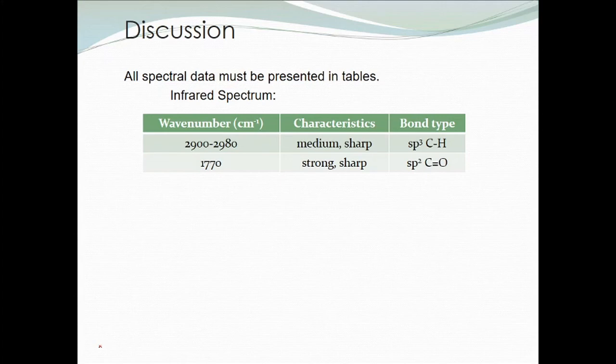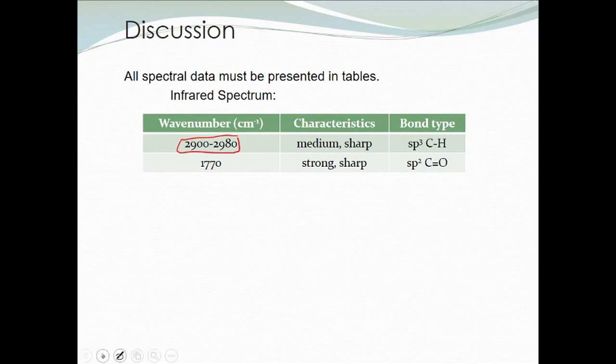Infrared should also be presented in a table. We've got an example here. Again, we have a range in this first row because we are typically going to be dealing with multiple peaks when we're looking at sp3 hybridized CH. In the second row we have a single frequency given because it is a single peak. Do the same: you will have 3 columns, wave number, characteristics, whether it's sharp, medium, strong, whatever, and then bond type, sp2 CH, sp3 CH, OH, whatever.